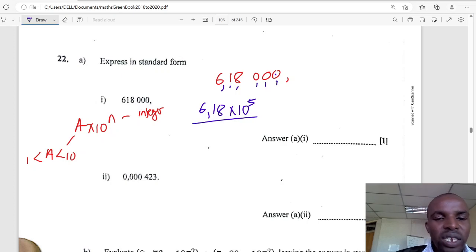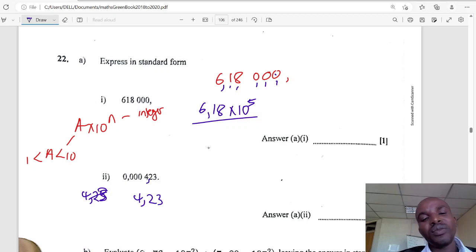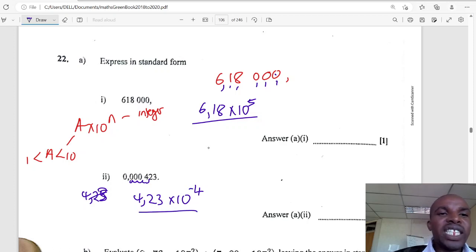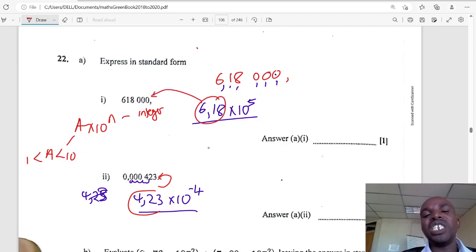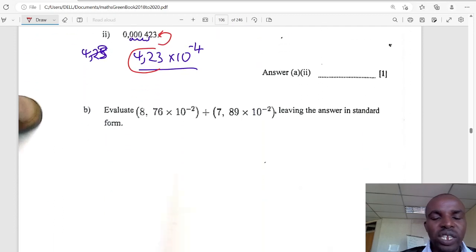Next, this one, you write 4.23. Because for it to be a number between 1 and 10 is 4.23. Your comma must be between 4 and 2. So if it moves to this side, it will jump how many numbers? So it's 1, 2, 3, 4. But since we're moving the comma to the right side, you put negative, right? Or the other trick, if this number is bigger than the original, the power is negative. If this number is smaller than the original, then the power is positive. Just like that. You can take that trick, it works very well.